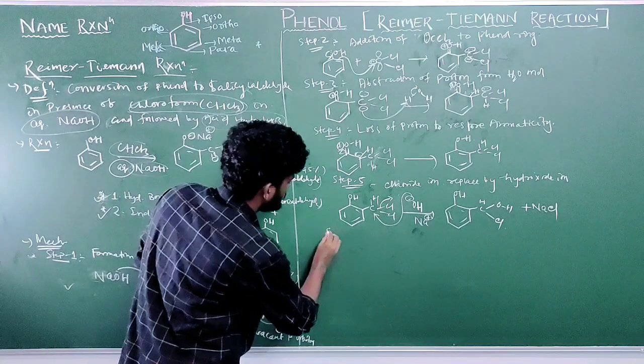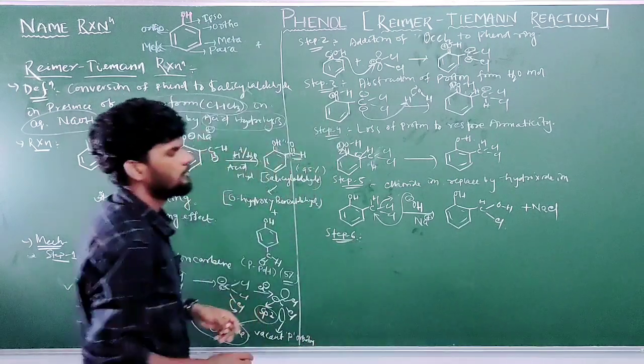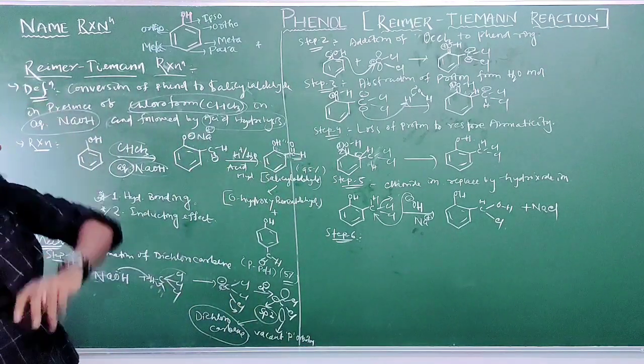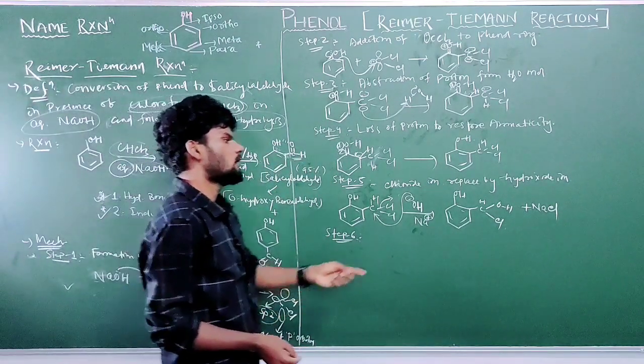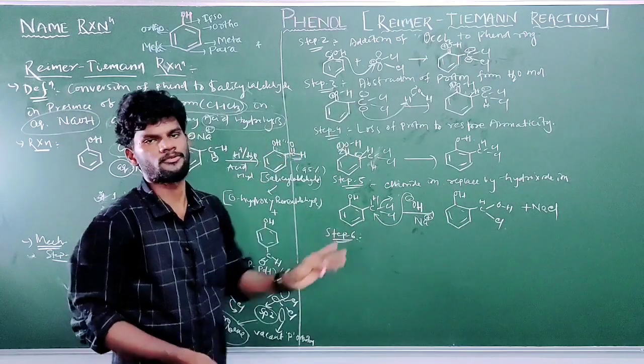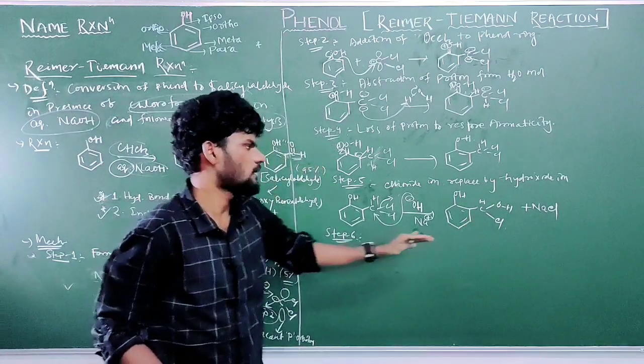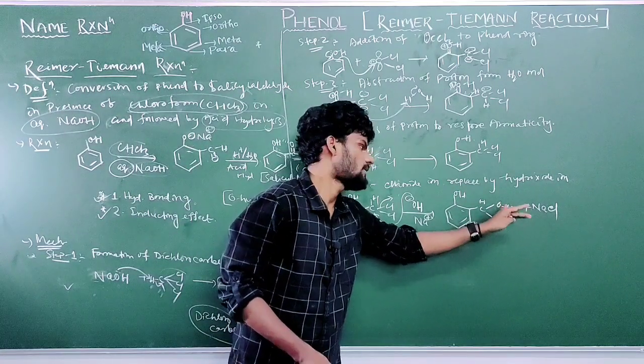Next, step 6. In step 6 what will happen? In step 6 this proton will be taken by another mole of sodium hydroxide, meaning OH minus ion. Here in this step the OH minus ion behaves as a base and takes the hydrogen.